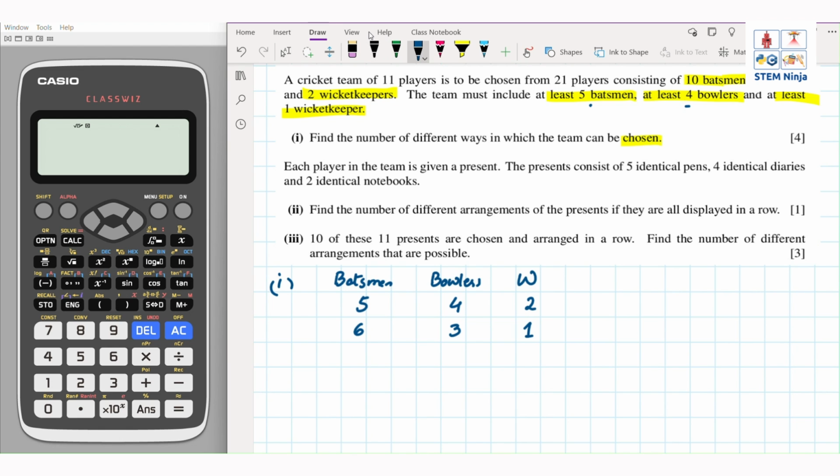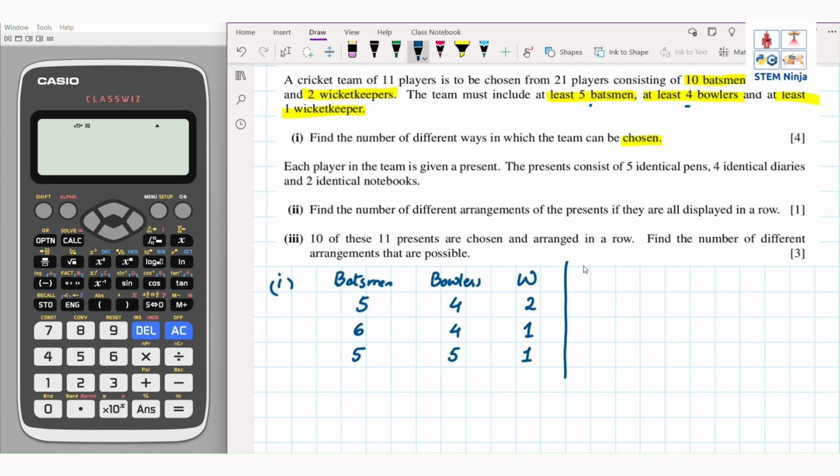Oh no, sorry, 4. My bad, 4 would suffice. Similarly, if we keep 1 wicket keeper, we increase one of the bowlers and keep 5 batsmen. Just to go over our options: we increase 1 wicket keeper, we increase 1 batsman, and we increase 1 bowler. All of these total 11. 5 plus 4 plus 2 is 11, 6 plus 4 plus 1 is 11, 5 plus 5 plus 1 is 11.